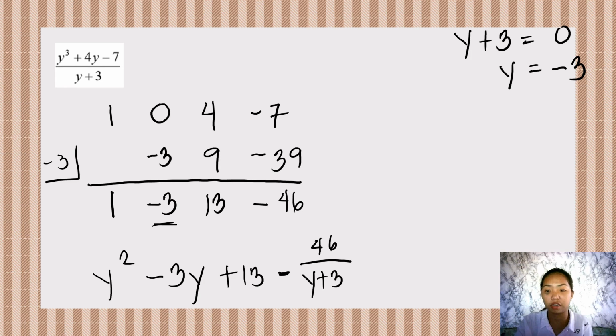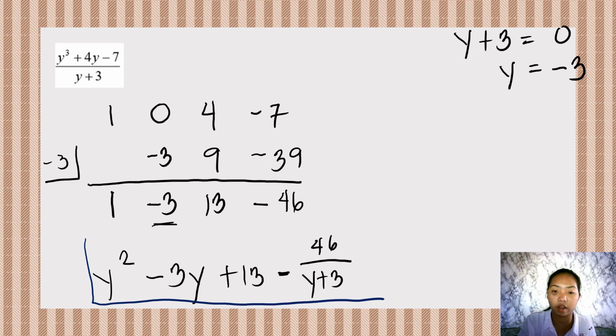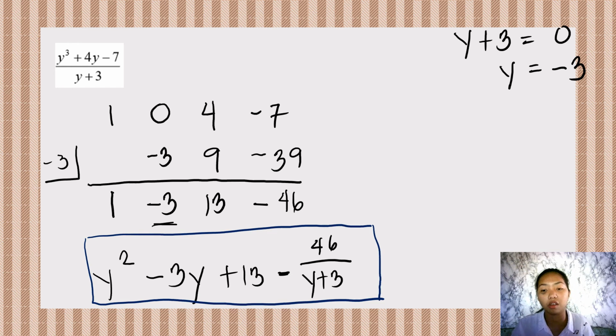So y cubed plus 4y minus 7 divided by y plus 3 is equal to y squared minus 3y plus 13 minus 46 over y plus 3.